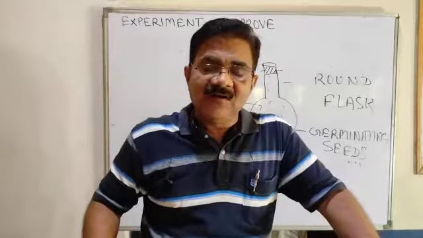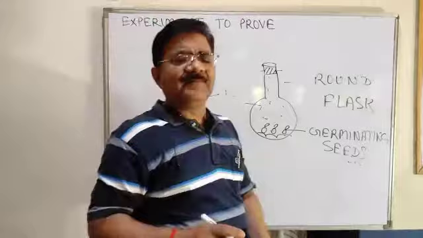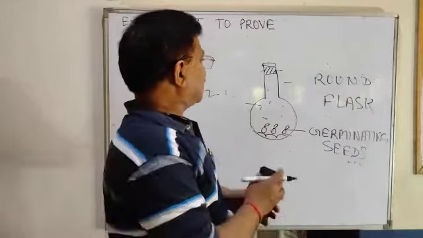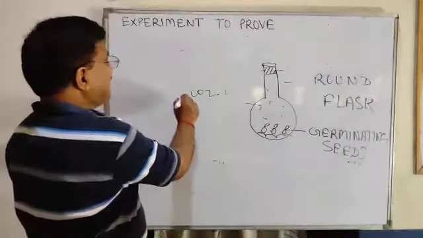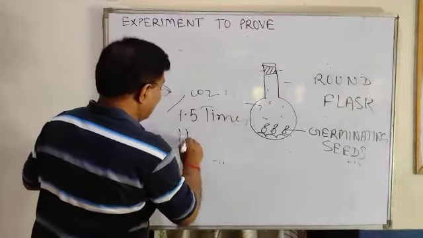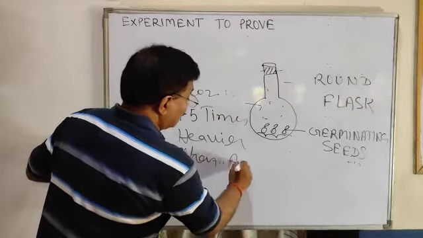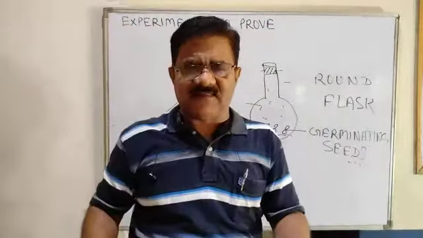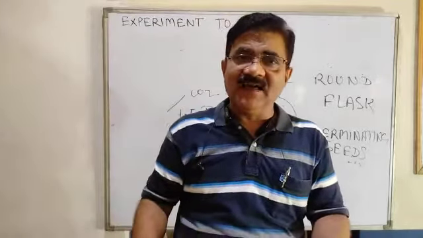Now, dear children, do one thing. After some time, you can remove the cork. Remove the cork, and you know that carbon dioxide is 1.5 times heavier than air. So this will remain in the flask. It will not go up, or mix with other gas, because it is 1.5 times heavier than the air.